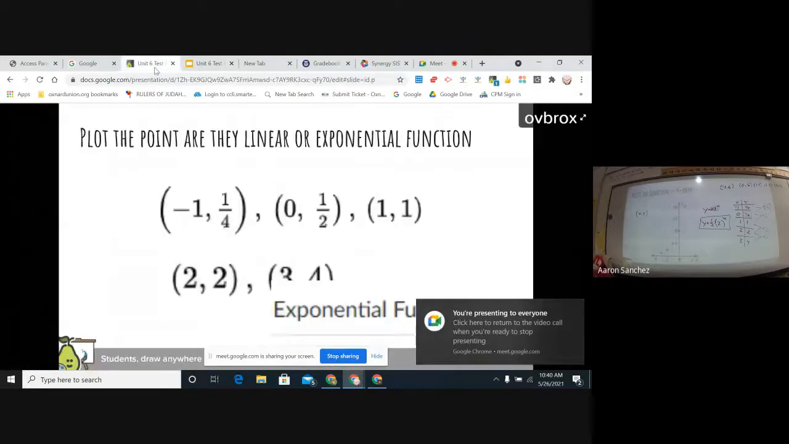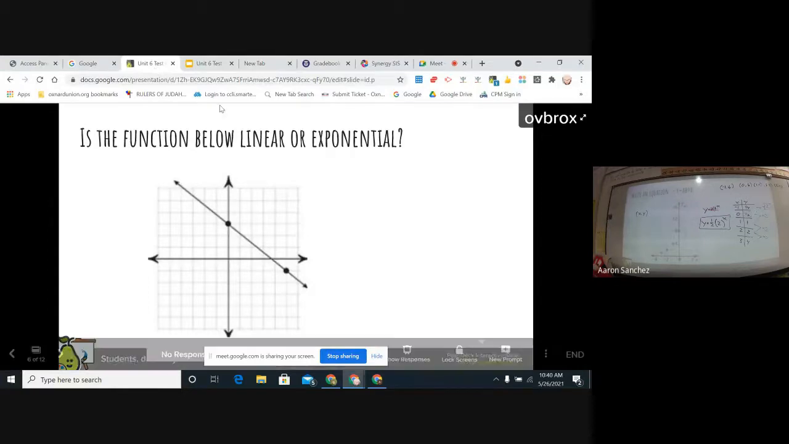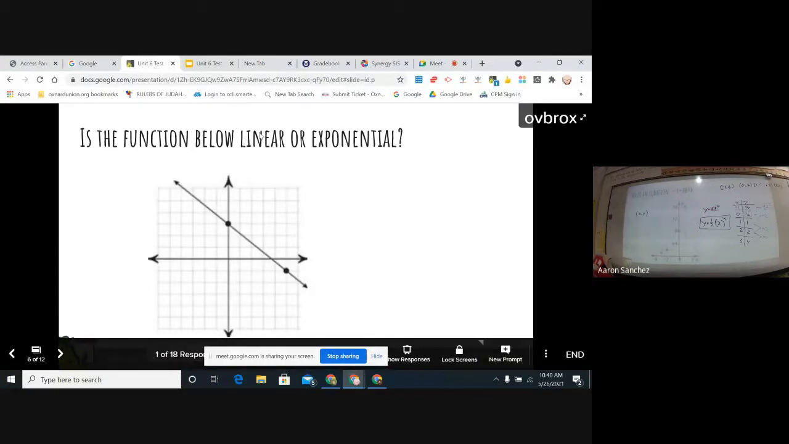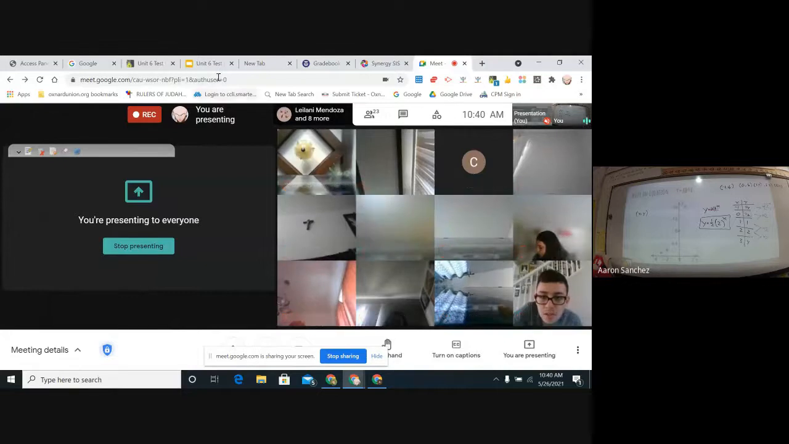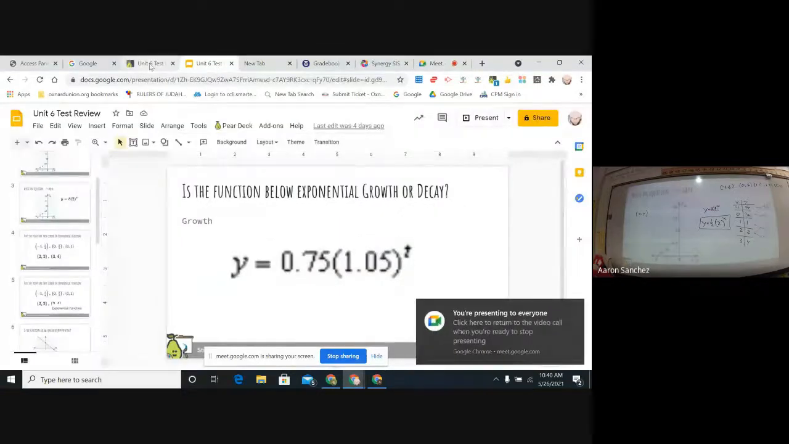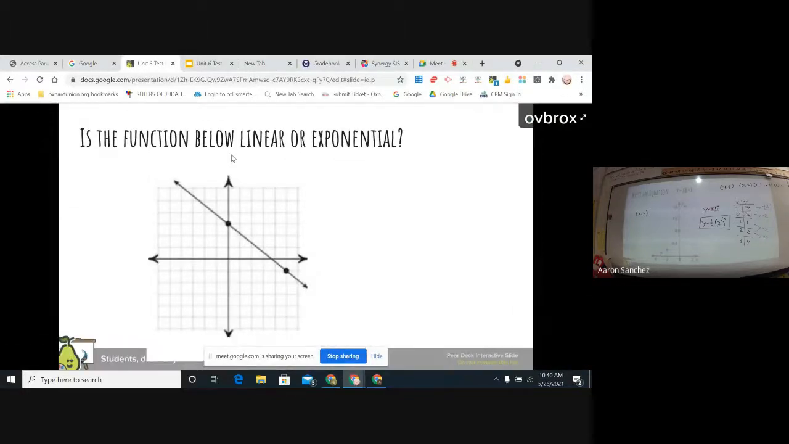So here we go. Okay, boom. Is this function linear or exponential? What does the word linear mean to us? When you hear the word linear, Olivia, what are you thinking? What's a short word for linear, Olivia? Or do you even know?